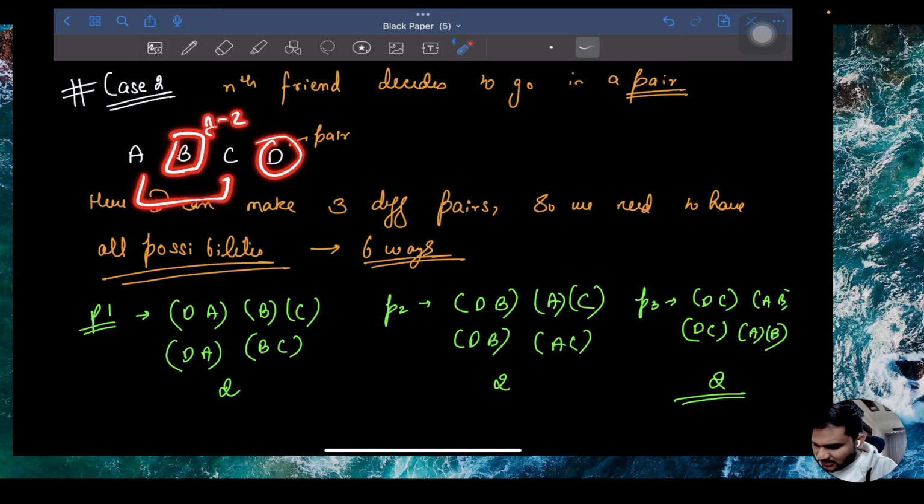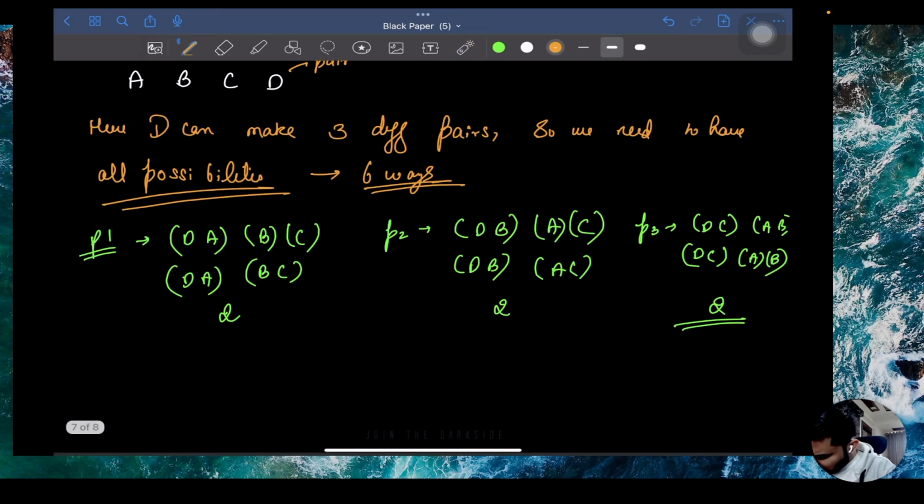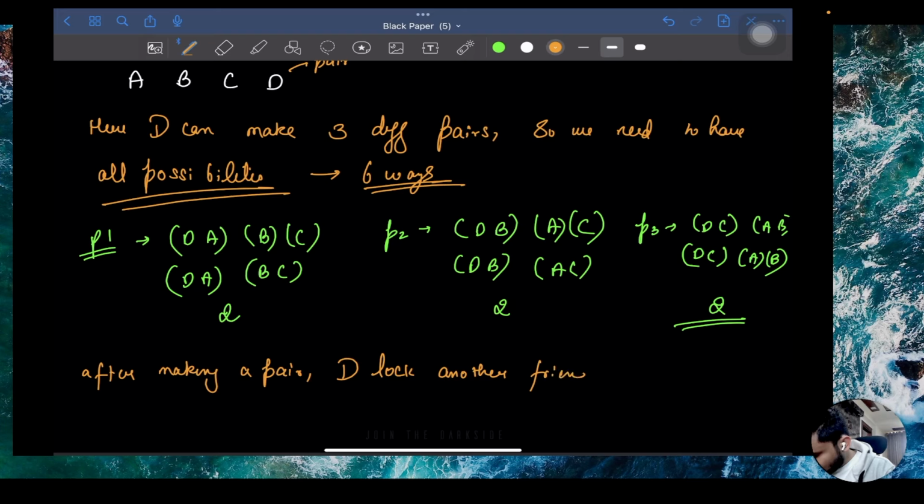N minus 2 elements are remaining. Can I say that? So I can write, after making a pair, D locks another friend, and we are left with N minus 2 friends. Can I say that?